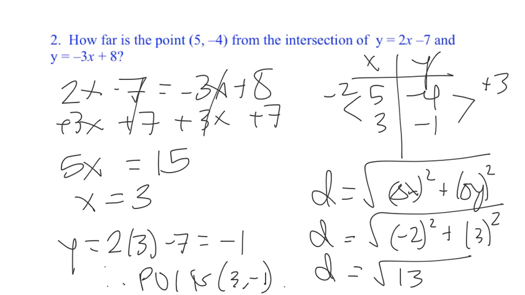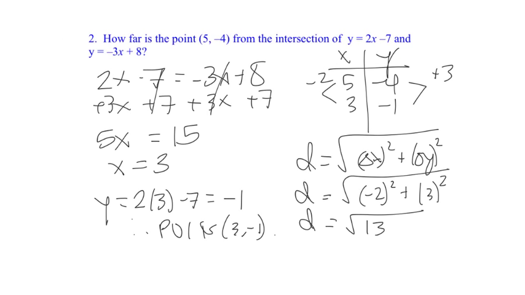And again, if you had a mind to do so, you could write that as d is approximately equal to 3.6. Okay, so that's the distance. That's how far it is from this random point to the intersection of these two lines.